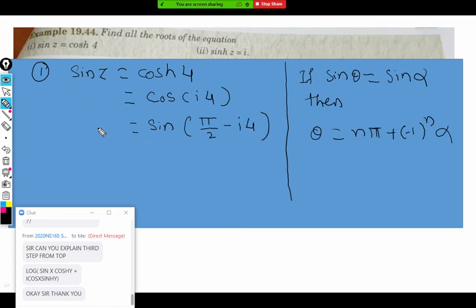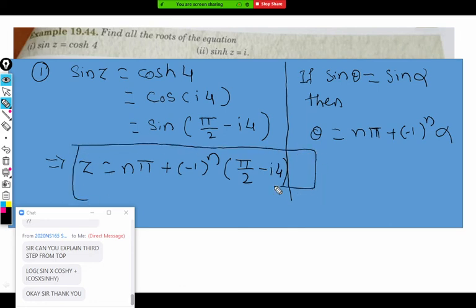So sine z equal to, now you get this form, sine theta equal to sine alpha, and we want z there. So this gives us z equal to, now this is z and this is alpha. So n pi or k pi, whatever you want, you can write it. This n is integer and takes the value 0, 1, 2, 3 and so on. So n pi plus minus 1 raised to n into alpha, that is pi by 2 minus i theta, and that is the answer. These are all roots of that, where n takes the values like 0, 1, 2, and so on. So these are all roots of that equation.